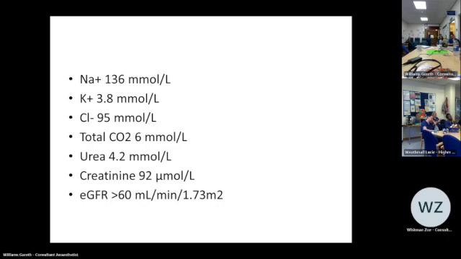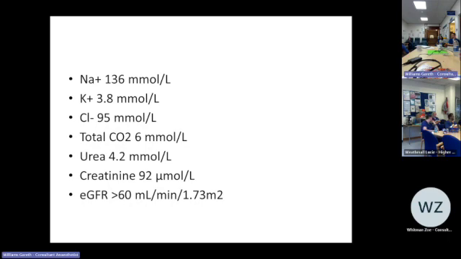So anion gap wise, 140. Oh god. The raised anion gap. It's very raised. If memory serves me right, it's nearly 40. What do we want to do next?